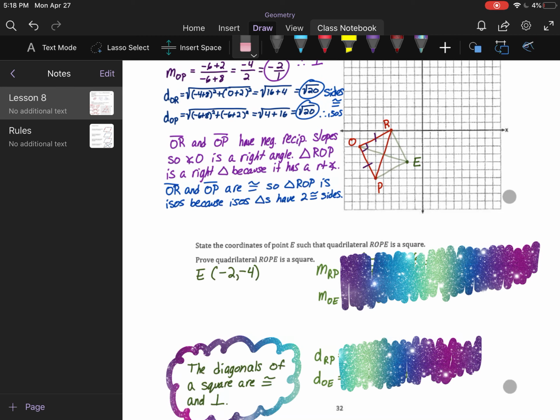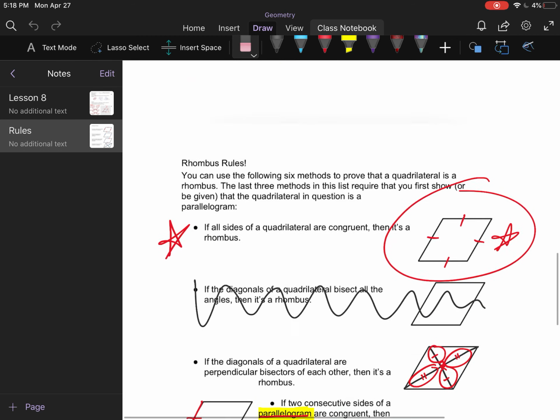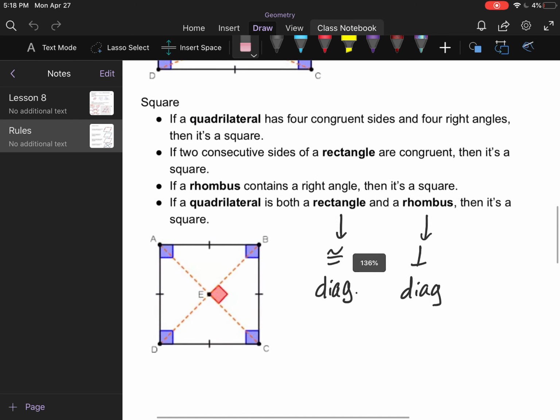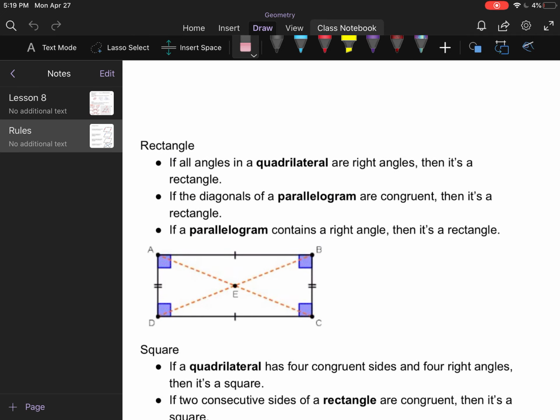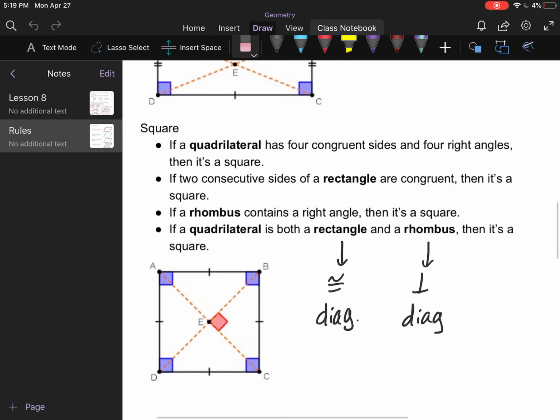There's a couple different ways you can prove that it's a square. If we look at these rules, because we didn't look at this for a square yet, you can say that it's a quadrilateral that has 4 congruent sides and 4 right angles, which is a lot of work. You would have to do the slope formula 4 times and the distance formula 4 times. Or you can say that 2 consecutive sides of a rectangle are congruent. So you'd have to do a rectangle proof first, and then do the 2 consecutive sides.